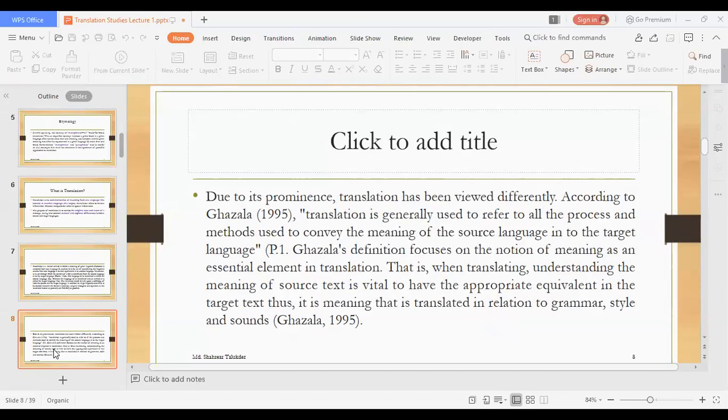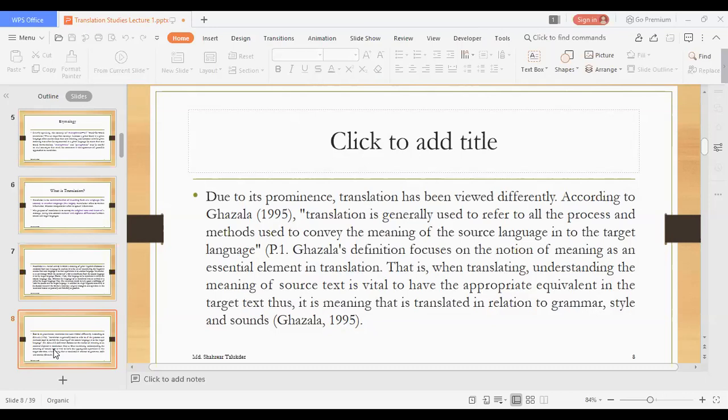So what does he mean by all the process? So far, we have mentioned the things that you have to consider while translating one particular work from one language into another. Now, it says that Ghazala's definition focuses on the notion of meaning as an essential element in translation. So the notion of meaning, that means the semantic part that you have to take care of, that is his intention. When translating, understanding the meaning of the source text is vital to have the appropriate equivalent in the target text.